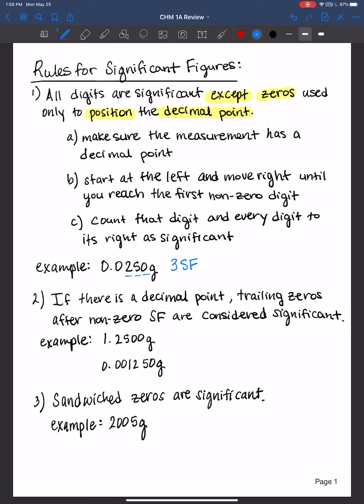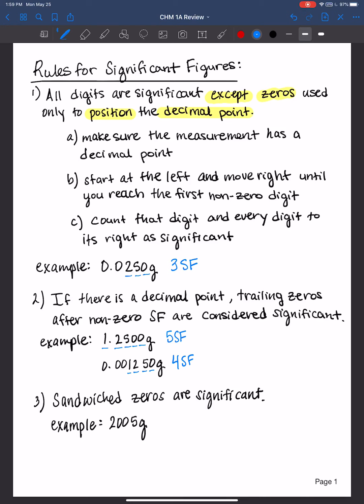Now if there's a decimal point, trailing zeros after non-zero significant figures are considered significant. So for example, we have 1, 2, 3, 4, 5 significant figures in this measurement. Because these trailing zeros come after the decimal point, they are deemed significant. In this second measurement here, we have 0.001250, so we start underlining here at that non-zero digit. 2, 3, 4, we have 4 significant figures.